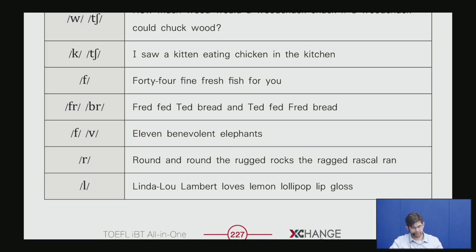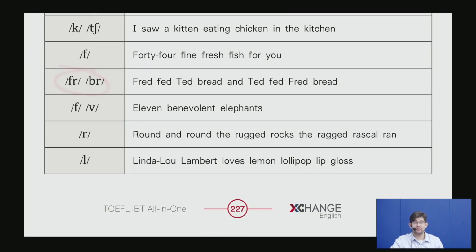Very good. Our F with a blend, so it's a similar a little bit, but with our blended sound. F, R, B, R are very common blends in English. So let's try it together. Fred, fed, Ted, bread, and Ted, fed, Fred, bread. So be really careful with that FR, F separations. Let's do it one more time. Fred, fed, Ted, bread, and Ted, fed, Fred, bread. So really clear blended sounds.